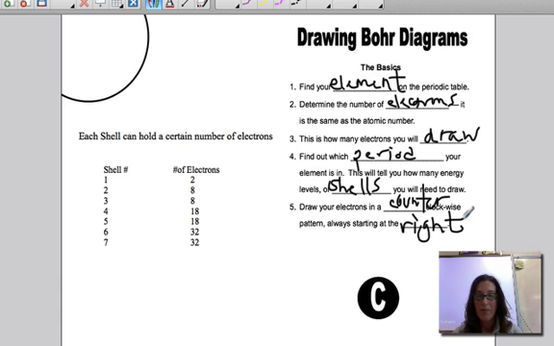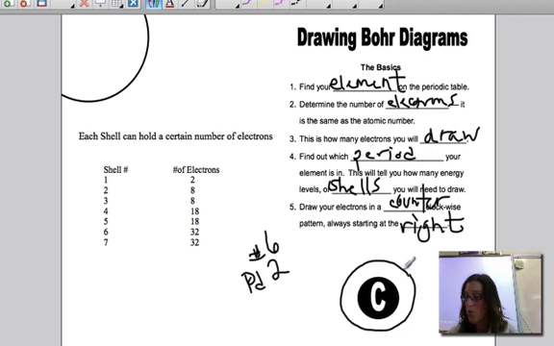All right, so let's begin. You need to go to your periodic table and find carbon. Carbon's atomic symbol is C. You should find that carbon has an atomic number of 6. You should also see, as we go to the period, that it is found in period 2. So period 2 means that there are 2 shells around carbon.